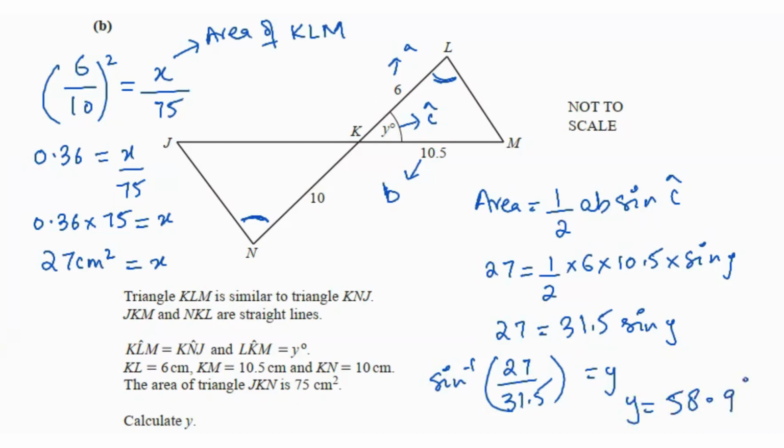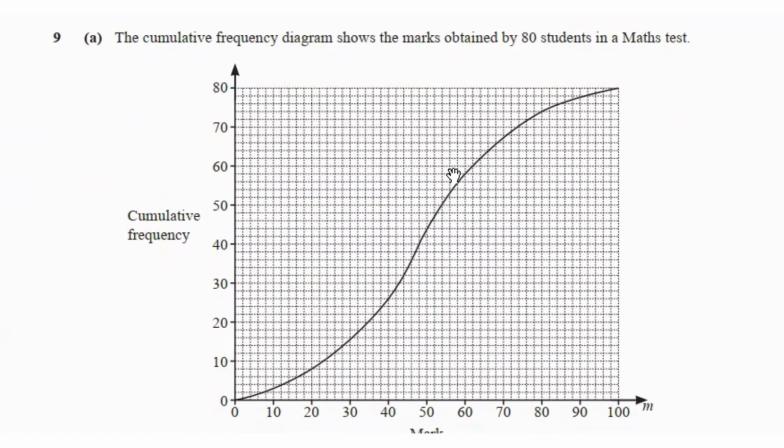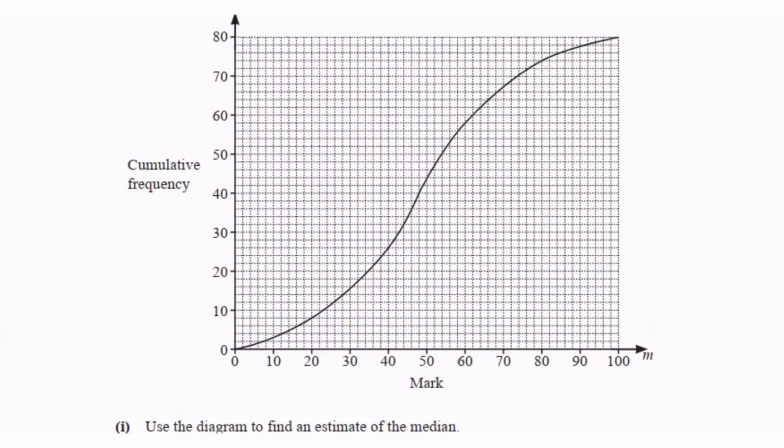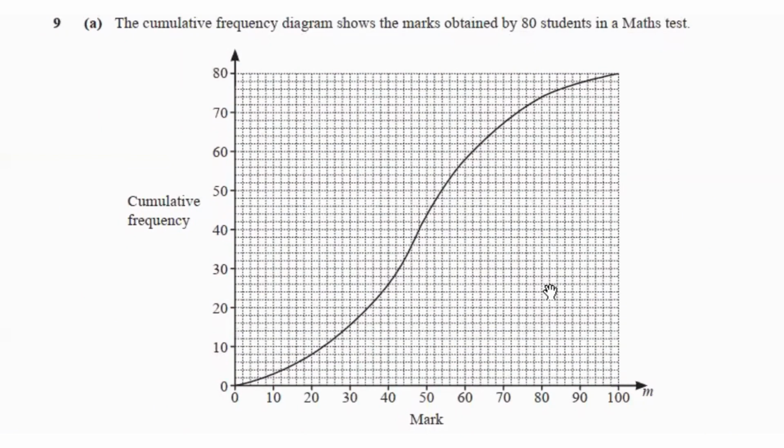Question 9 says the cumulative frequency diagram shows the marks obtained by 80 students in a maths test. Use the diagram to find an estimate of the median. So median is going to be half of what's given. So we have 80 students, so half of 80 is 40. So I'm going to draw a line from 40 at the cumulative frequency and go down. And that is 48. So 48 is your median.